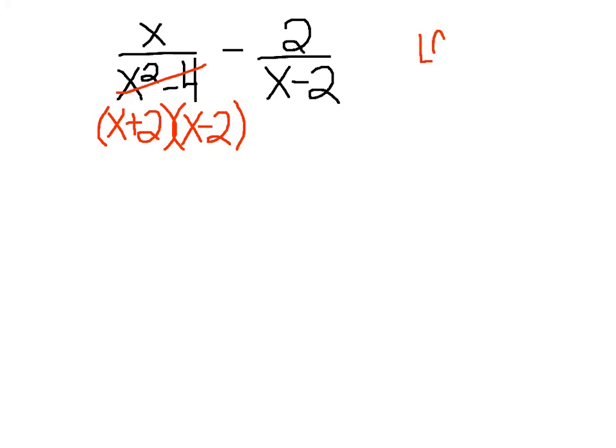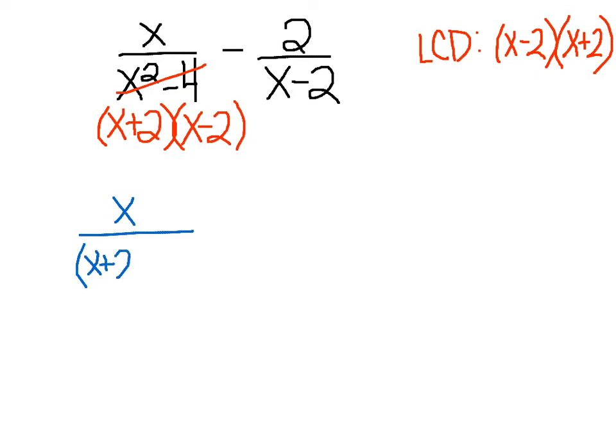Now if you look, the LCD is what's common between both, which is x minus 2, and then all the remaining factors, which is x plus 2. So my LCD is x minus 2 times x plus 2. Well, now I need to rewrite each expression using the LCD. This first one already has the appropriate denominator, so I'm going to have x over x plus 2 times x minus 2. But we need to get this second fraction, I'm subtracting, to have x plus 2 in the denominator as well.